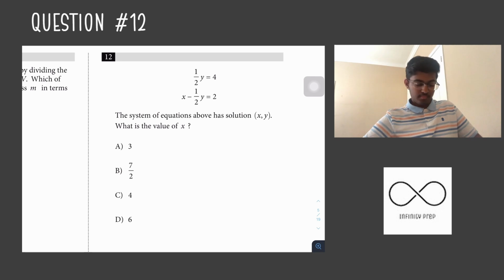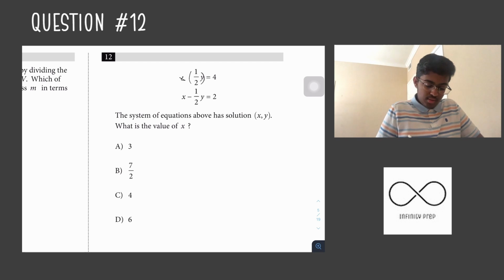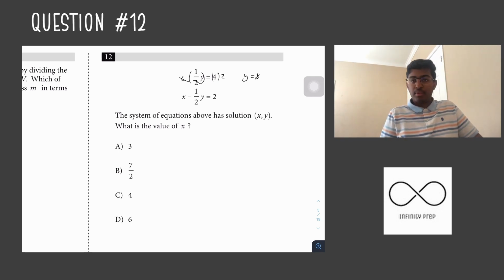Question number 12. The system of equations above has solution xy. What is the value of x? First step for this problem is to multiply both sides of the first equation by 2 so that we cancel out the 1/2. And when we do that, we get y equals 8. Now we can plug in 8 for the y in the second equation to get the value of x.